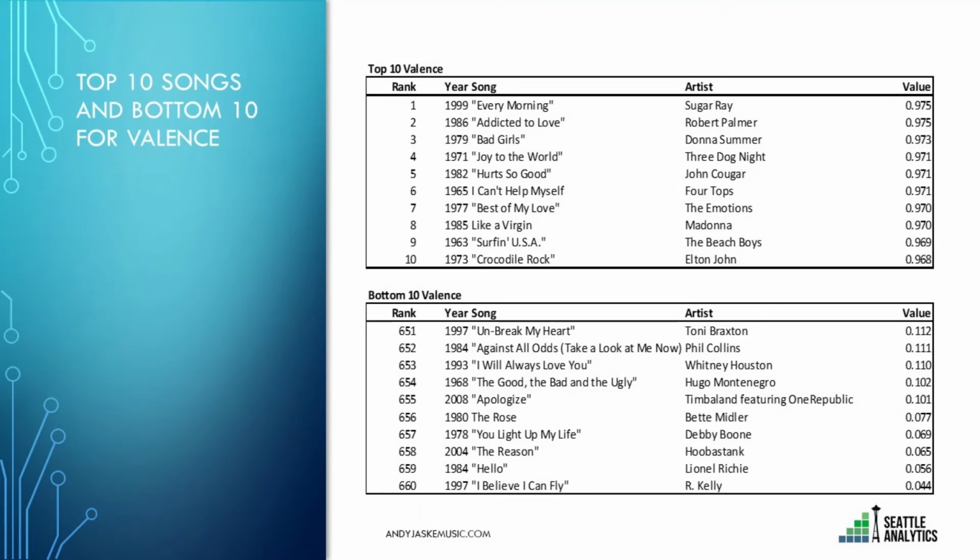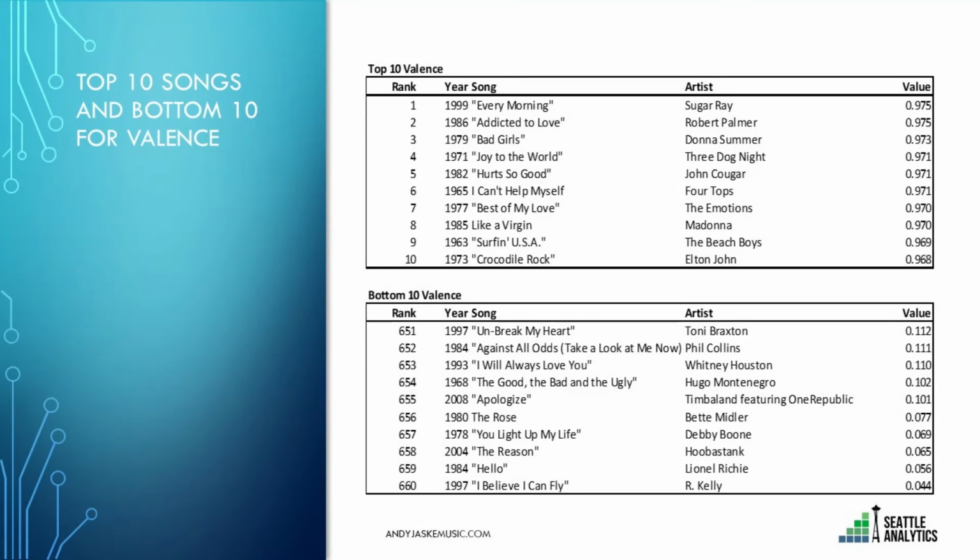When I think about a happy mood, I Believe I Can Fly might be seen as a very uplifting song, right up there with Joy to the World, but it's a lot more mellow, obviously. So I would say valence at times might be more of a proxy for what I would think of as mellow or ballad-like songs than it is for happy versus sad.